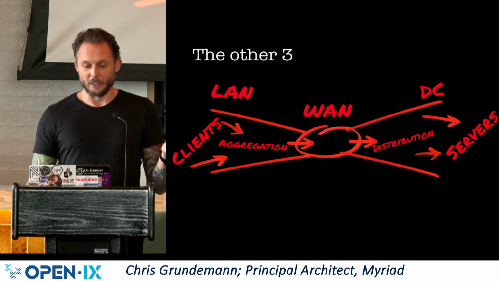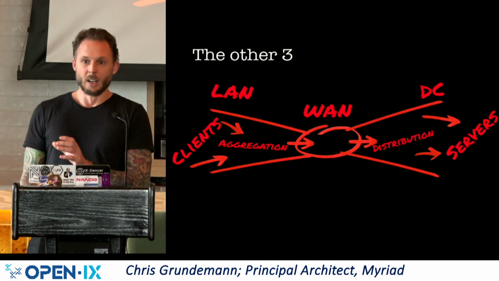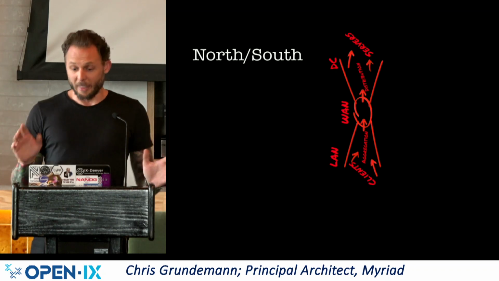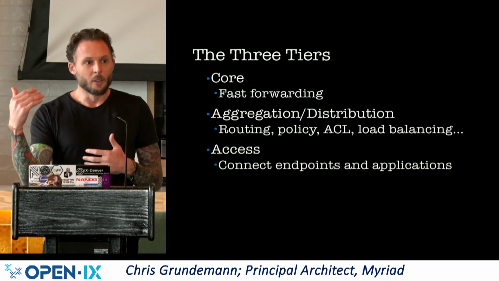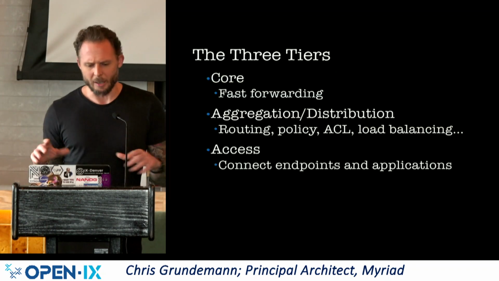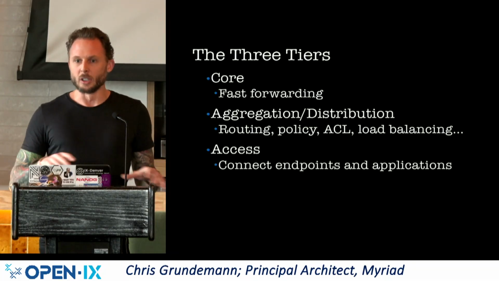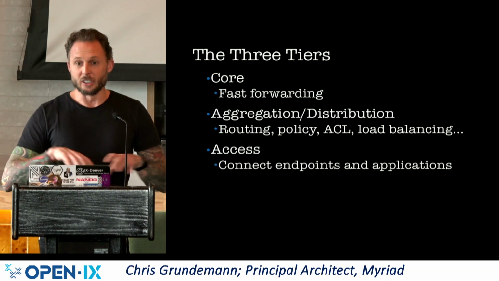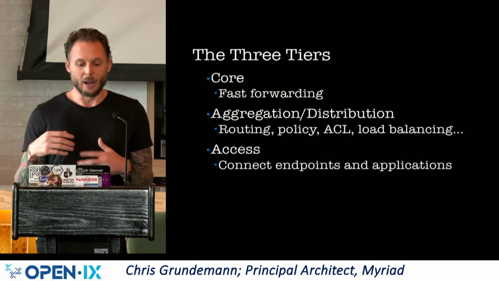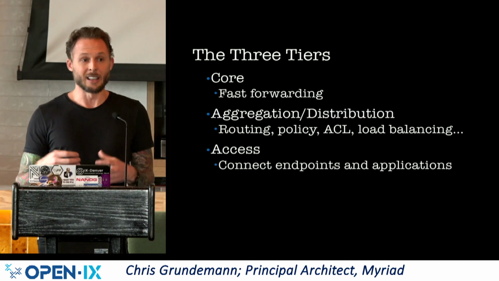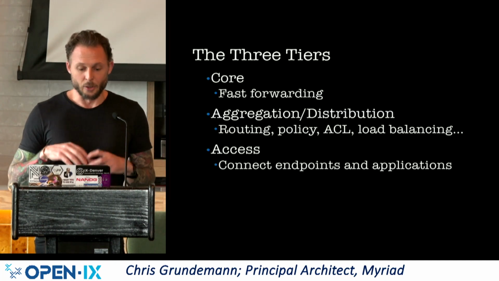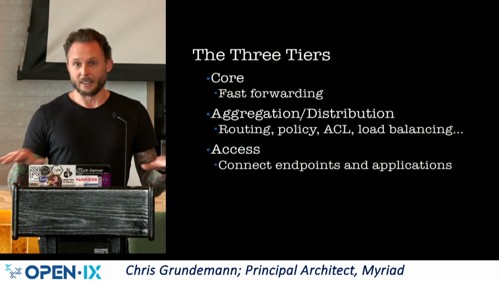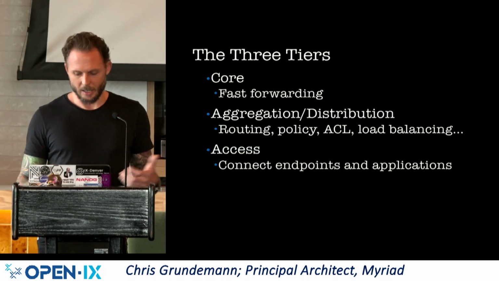Which kind of brings up the other three in this model, which is LAN, WAN, and data center. And of course, really, we're talking about north-south data flows there, but I think I'm getting a little bit ahead of myself. So those three tiers, what we're really talking about is a core layer that's doing fast forwarding, right? You're really trying to pass packets. It's just big iron moving frames as fast as possible. The aggregation and distribution layers, both, are doing all of the routing, the policy, the ACLs, the load balancing. That's where all your services live. And so they have to be smart switches or routers. And then the access is really just for that, to access, to connect everything together, pulling it all together.